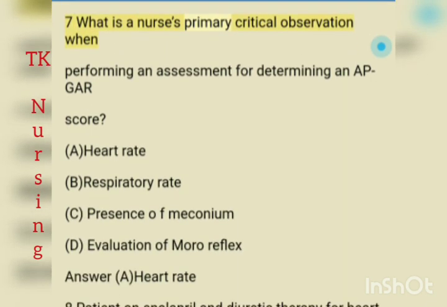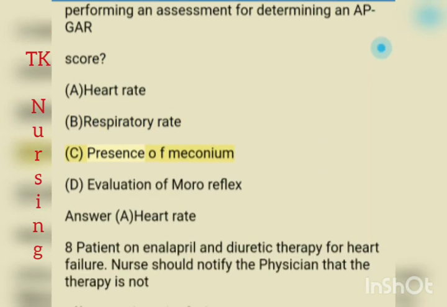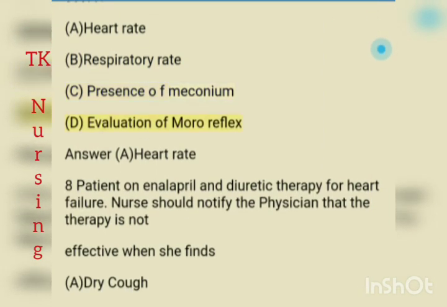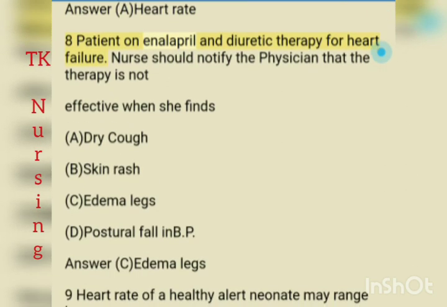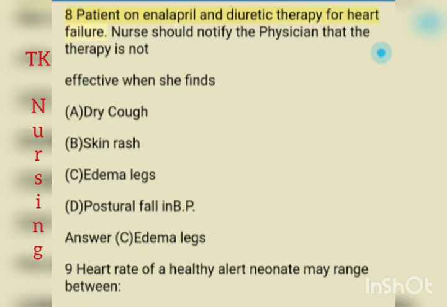7. What is a nurse's primary critical observation when performing an assessment for determining an APGAR score? A. Heart rate. B. Respiratory rate. C. Presence of meconium. D. Evaluation of Moro reflex. Answer A. Heart rate.